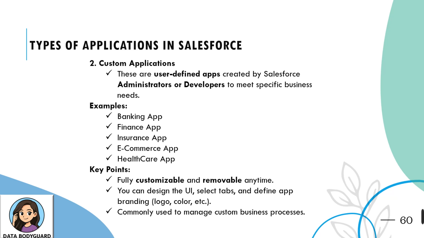So for different banking applications, the names will be different, and with that name we can create our own applications. Based on our business-specific requirements or business needs, we can create custom applications. The key point to remember is that we can fully customize. We can remove them anytime, design the UI, select the tabs, and define the app branding, logo, and color, everything. This is commonly used to manage custom business processes.